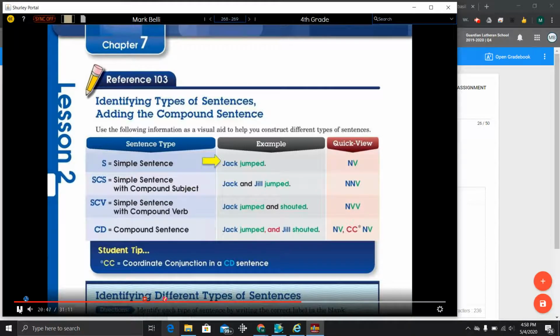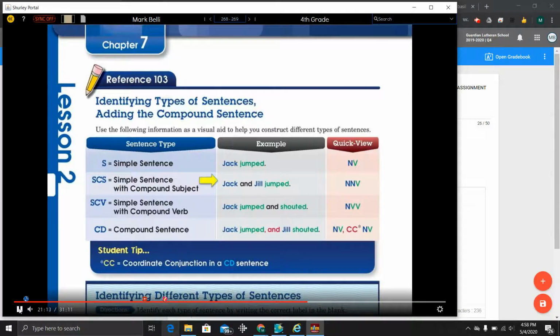Let's read the example of a simple sentence together. Ready? Jack jumped. Did you notice that this simple sentence includes a noun and a verb? The abbreviation for the next sentence type is SCS. It stands for Simple Sentence with Compound Subject.